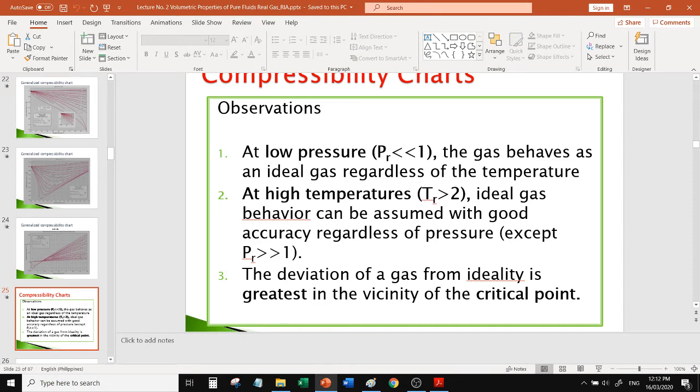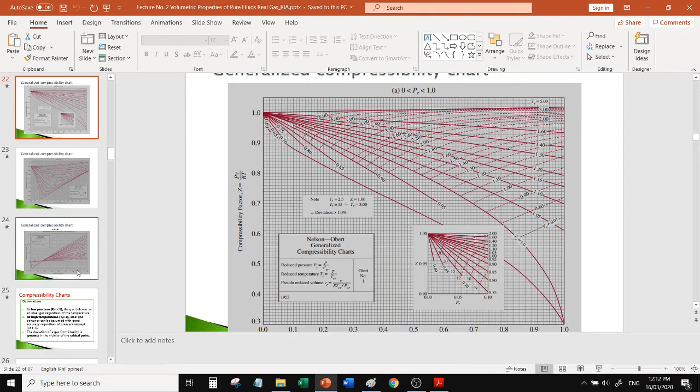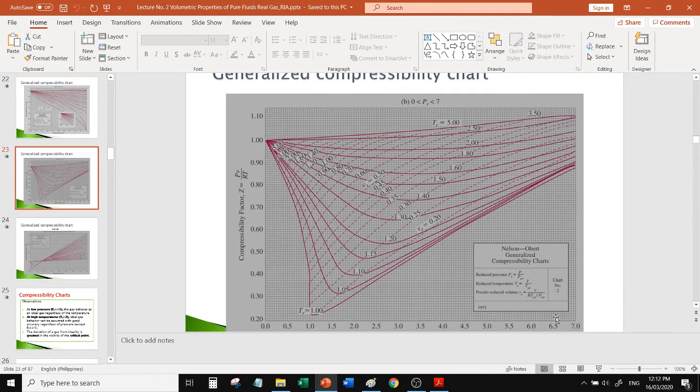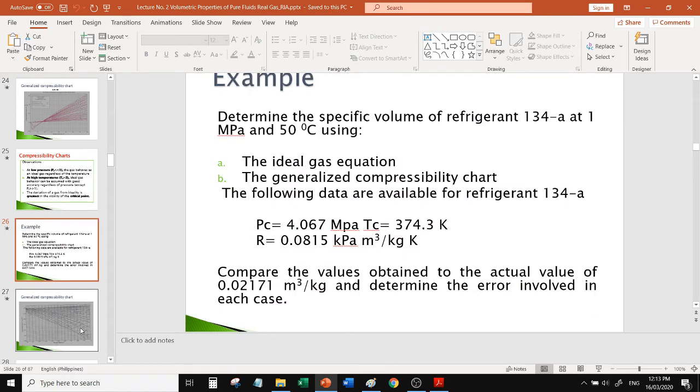Ayan, so puntahan natin, alin ba siya dito? Ito siya. Yung value na to, PR equal to 1, TR equal to 1. Kita nyo, andito siya. Ang layo niya sa Z equal to 1. Okay? So, ibig sabihin nga, the deviation is great at the critical temperature and critical pressure. Okay? So now we are ready to answer this problem.